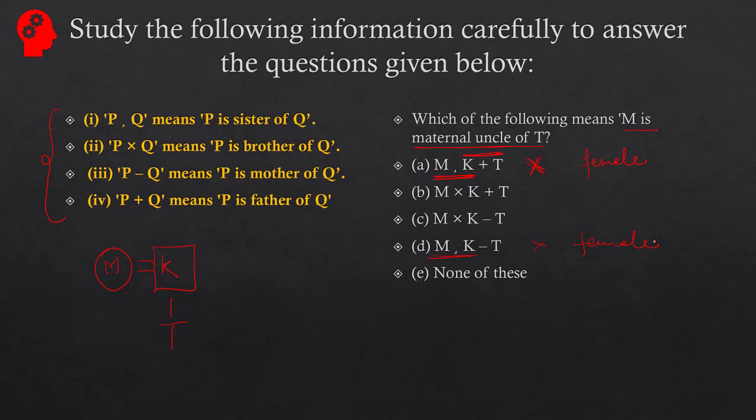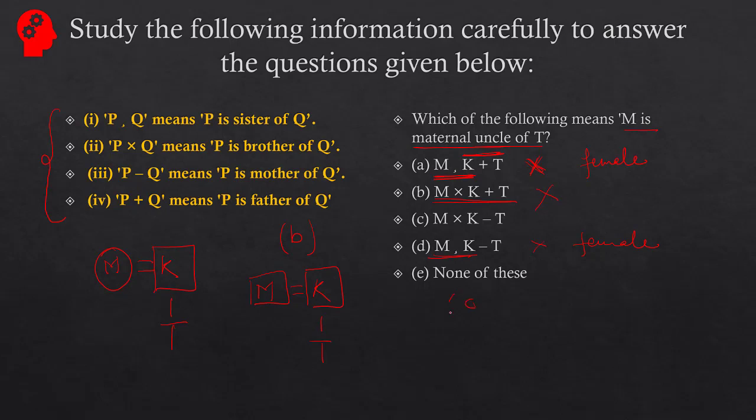Now we will have to check option B and option C. Once we plot option B, which is M cross K plus T. So M cross K, that means M is brother of K. K plus T is K is father of T. This is option number B. Here M comes out to be uncle of T but not the maternal uncle. M is coming out to be paternal uncle of T. So this is not my answer.